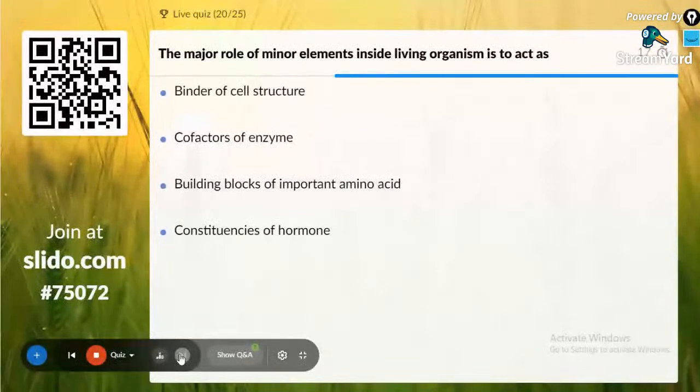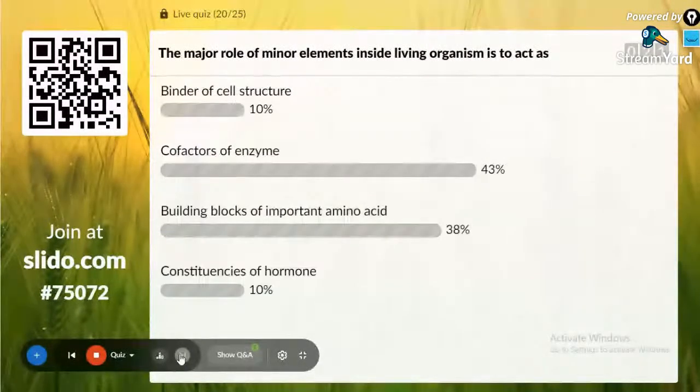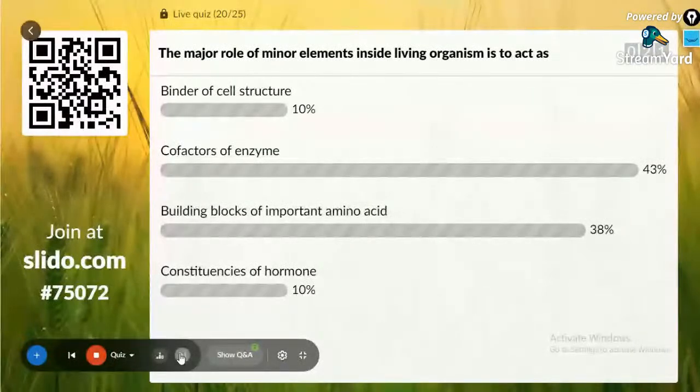The major role of minor elements inside living organisms is to act as binder of cell structure, cofactors of the enzyme, building blocks of important amino acid, constituents of hormone. Yes. The correct answer is option B, cofactors of the enzyme, the major role of the minor elements inside the living organism. 21st question on the screen.